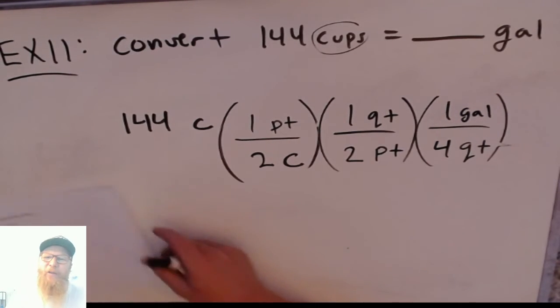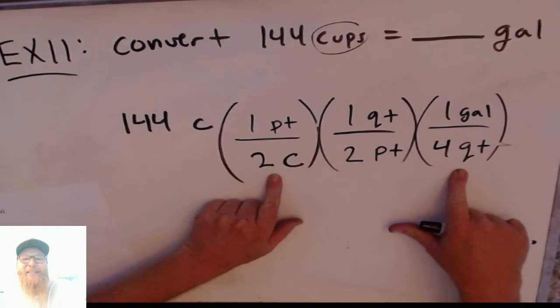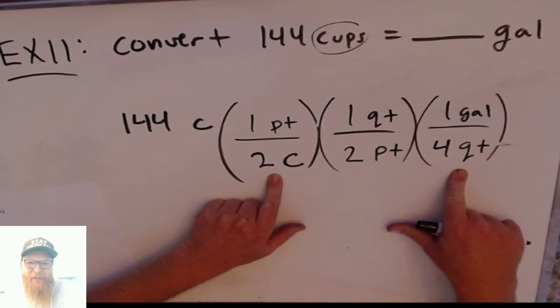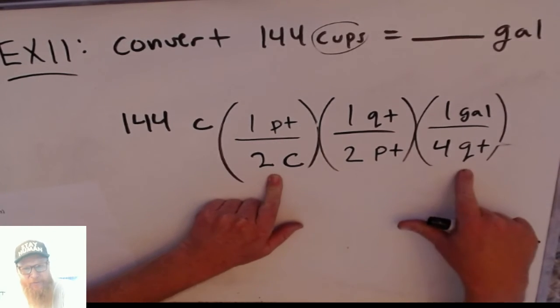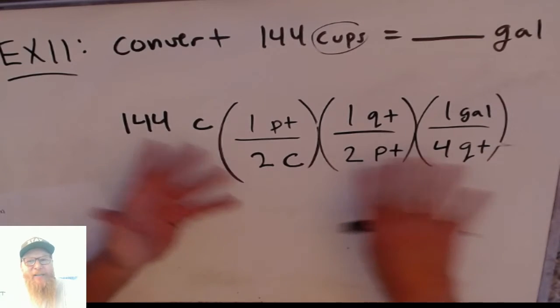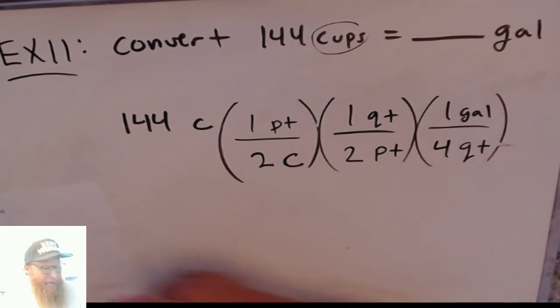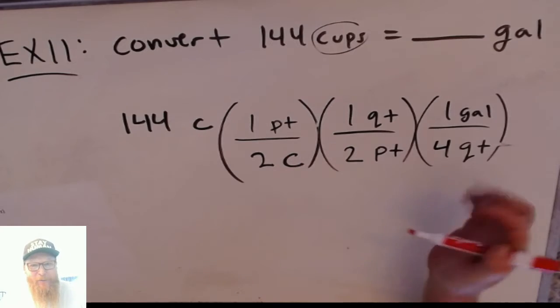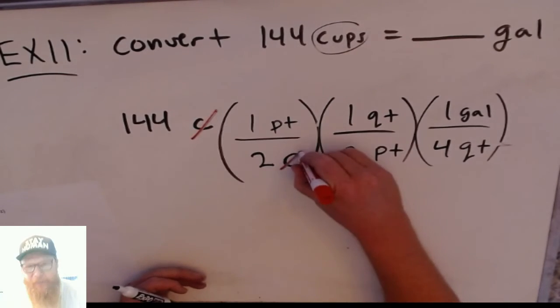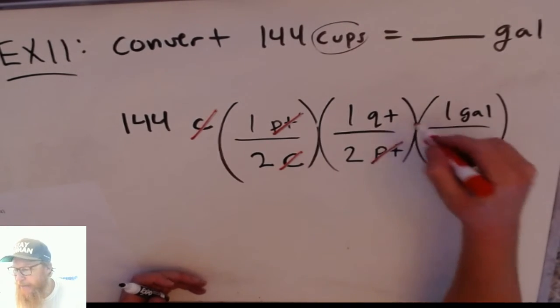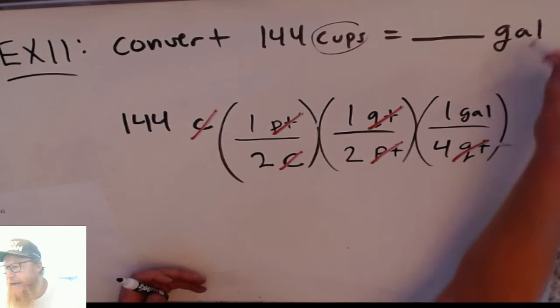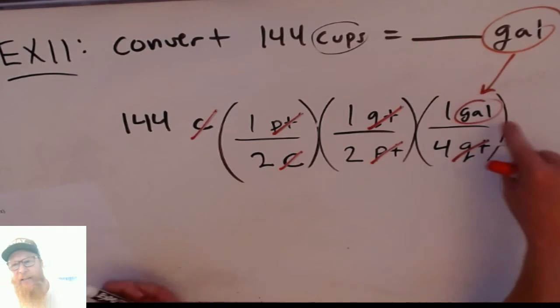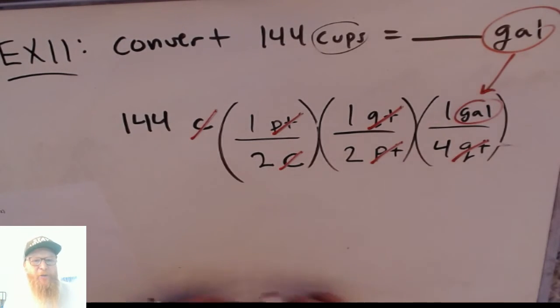Now, if you do this all the time, you'll probably just memorize it's 16 cups. Right? 2 times 2 times 4 is 16. And then you can skip a lot of these steps. I didn't put that on here because I want you to go through step by step. So cancel the cups, cancel the pints, cancel the quarts, and your goal is always the last numerator unit.